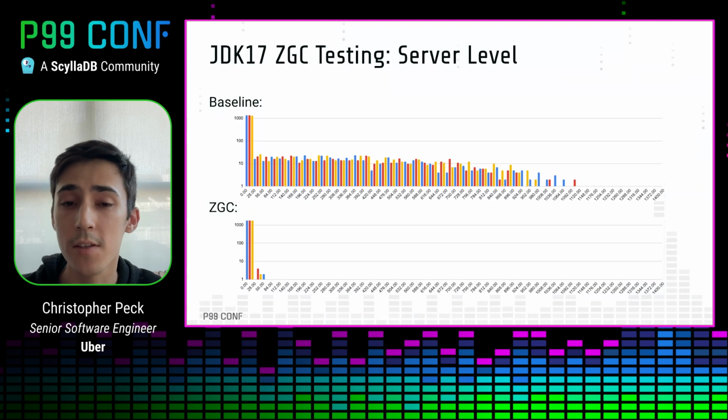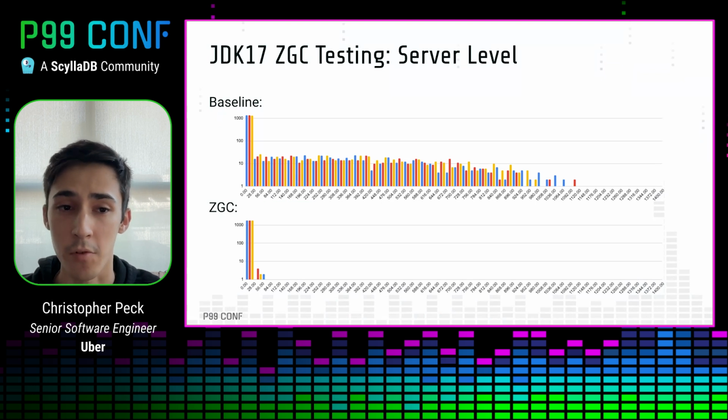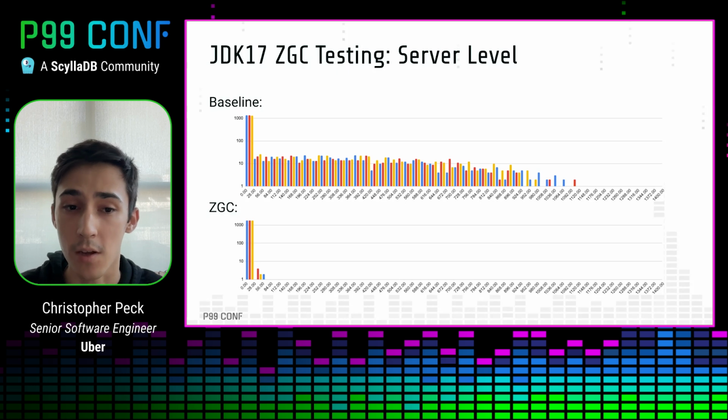So initially, this looked really good, just using non-generational ZGC with JDK 17, doing a little bit of testing, and this is the same method as before. We're probing a cluster. We saw a very different case when we did our probing. So for the baseline, which was Java 11 and G1, we saw that long tail again going up to almost a second. And with ZGC, that tail was pretty much entirely eliminated.